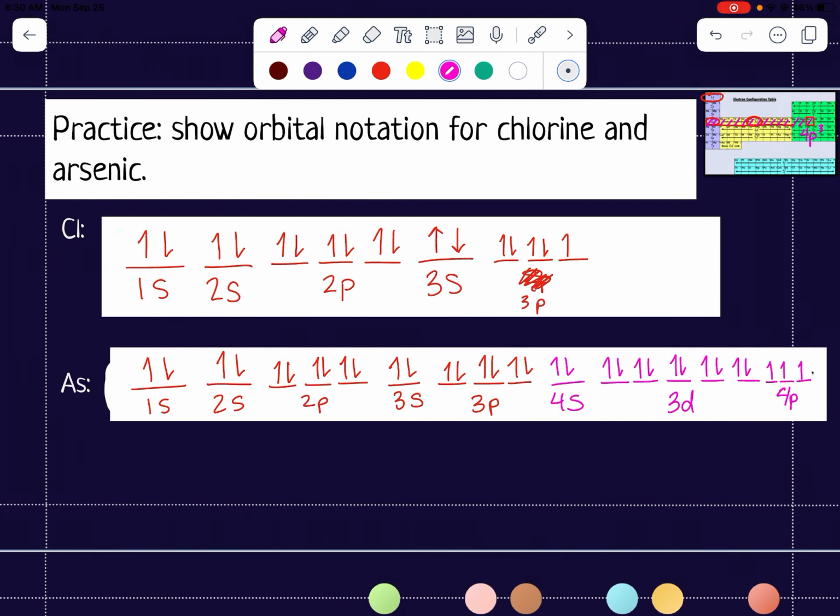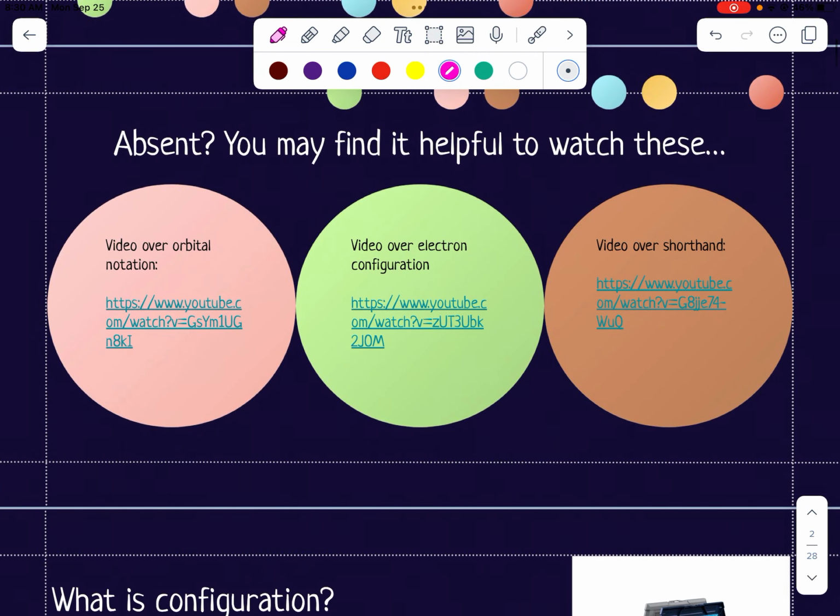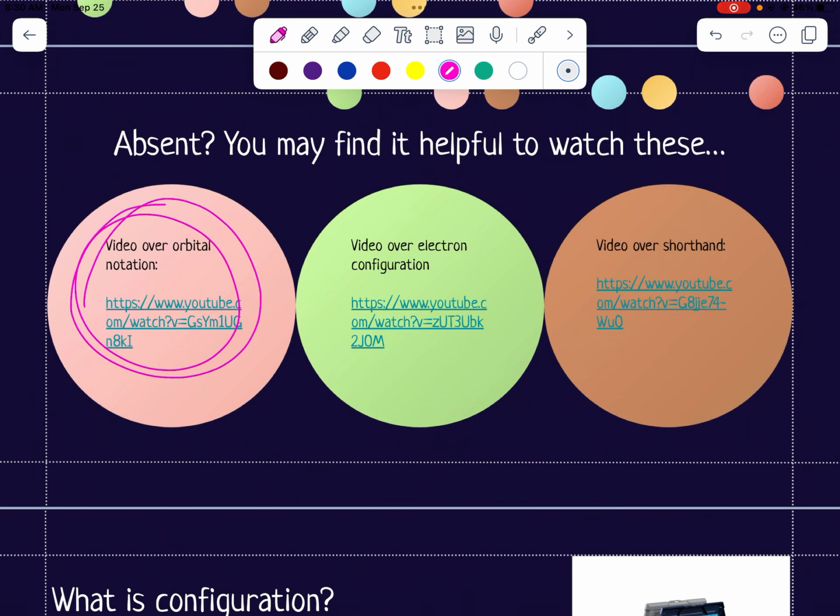We are going to move on. If you need to see more examples of orbital notation, remember at the beginning of the slide deck, you can get this on my slides on the HyperDoc. It's a video about orbital notation here, and you can get more examples to fill in. Same thing later for electron configuration or shorthand.